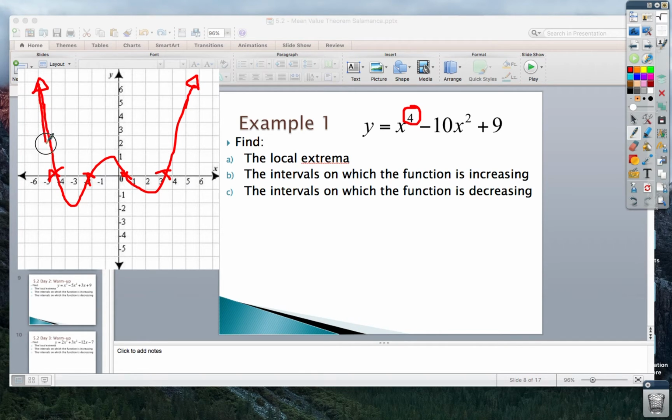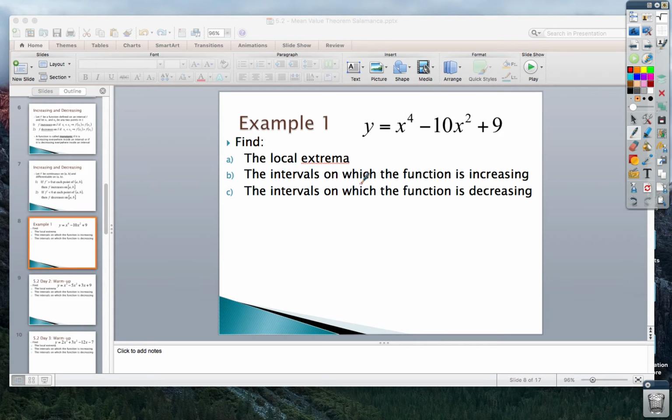So as we go down, that's all going down. Then it goes up. So that's one change in increasing, decreasing. Then it goes down. That's a second, and here's a third. So let's take a look at how that works a little bit more.